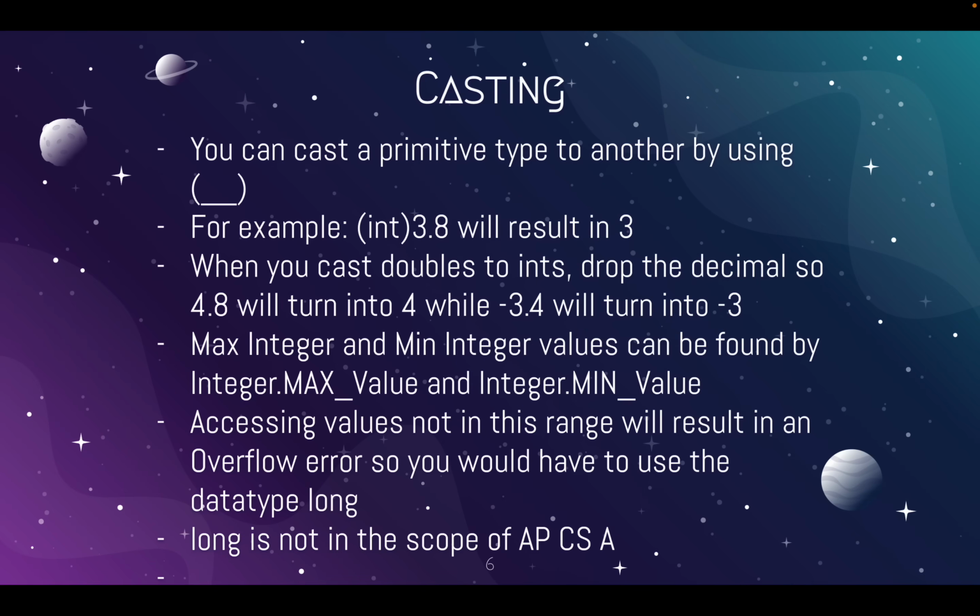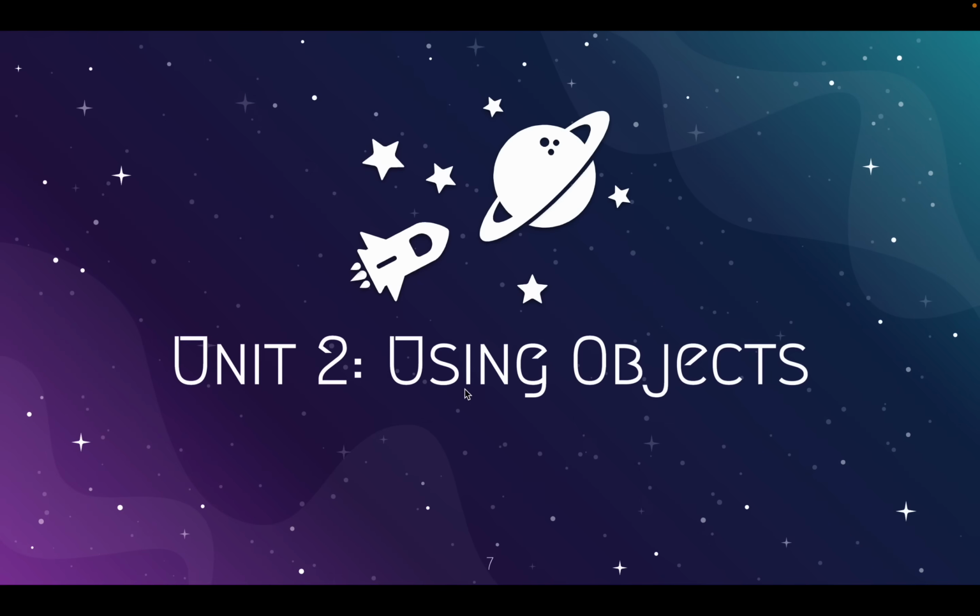Basically, these values are the max and min values that any int type can store. If you want to store a value smaller than that or larger than that, you need to use longs. Otherwise, you will get an overflow error if you use integers for values not in that range. But longs are not in the scope of AP CSA, so you don't have to worry about that. Now we're going to go on to Unit 2, using objects.